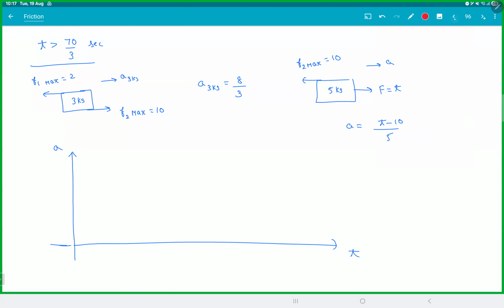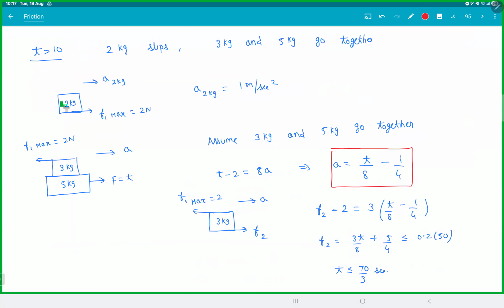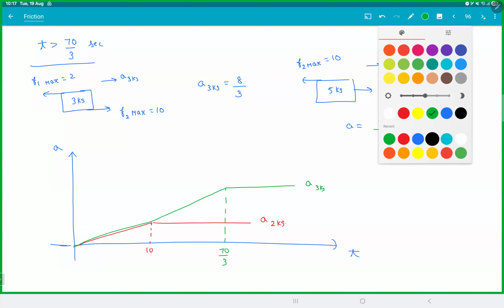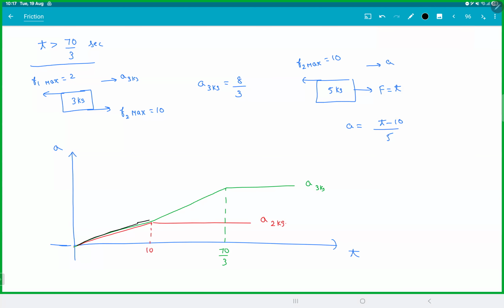So all of them will go together till 10 seconds. Then the first slipping will occur at 10 seconds, and the next one will occur at 70 by 3. So all will go together till 10. Then your 2 kg becomes constant. Then your 3 kg becomes constant. And gone. This is your 5 kg. That will just keep going forever.